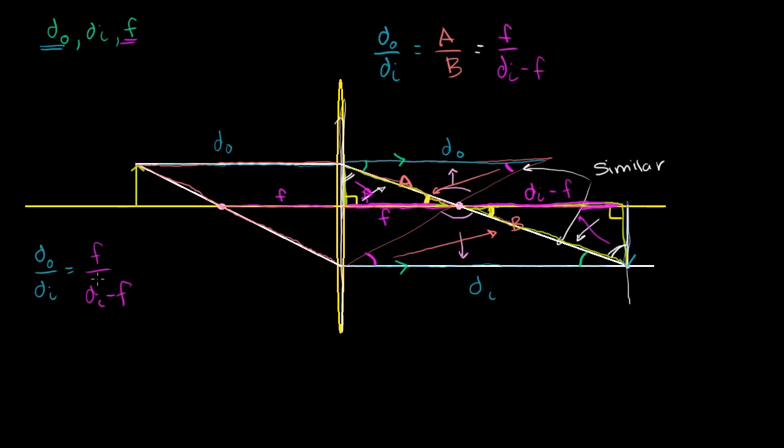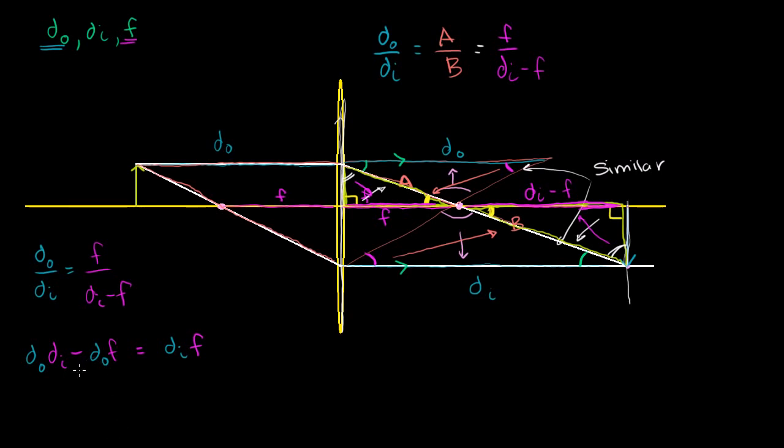So let's, just to simplify this, cross multiply it. So if we multiply d naught times this thing over here, we get d naught di, I'm really just distributing it, minus d naught f. Cross multiplying is really just the same thing as multiplying both sides by both denominators. That is going to be equal to di times f.